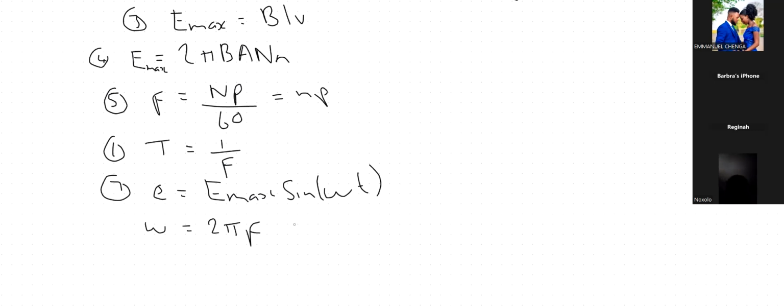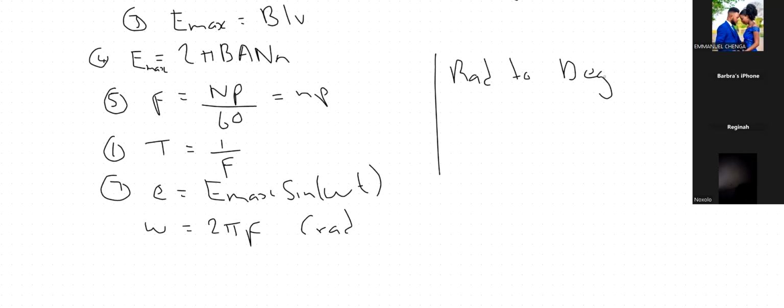It's measured in radians, of which we know that if we want to do the calculation, we are supposed to use the angle in degrees, because it will be turning at a certain angle in degrees. So hence you are supposed to know how to convert radians to degrees. How do you convert radians to degrees? You multiply by 57.3.